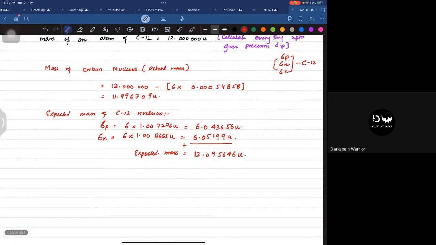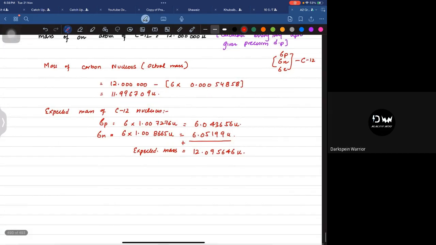Once you have the actual mass and the expected mass, you want to find the mass deficit. So the mass deficit will be 12.095646 U minus 11.996709 U. Now this mass deficit comes out to be 0.098937 U. So this is the equivalent amount of binding energy that must have been released. That's what we need to find. Is it clear, kids?